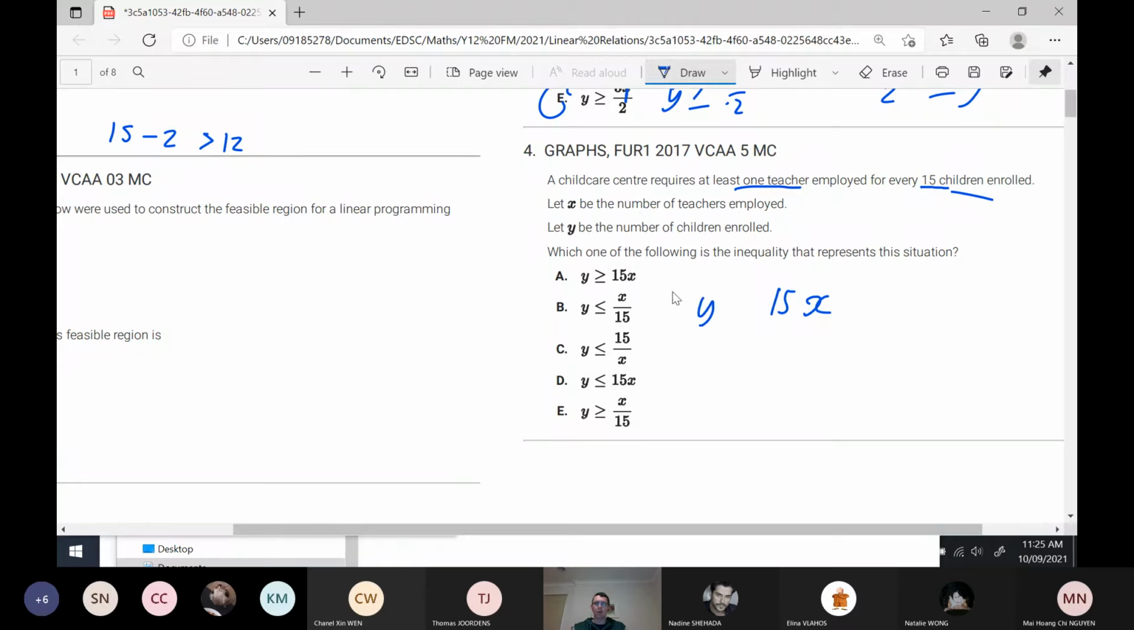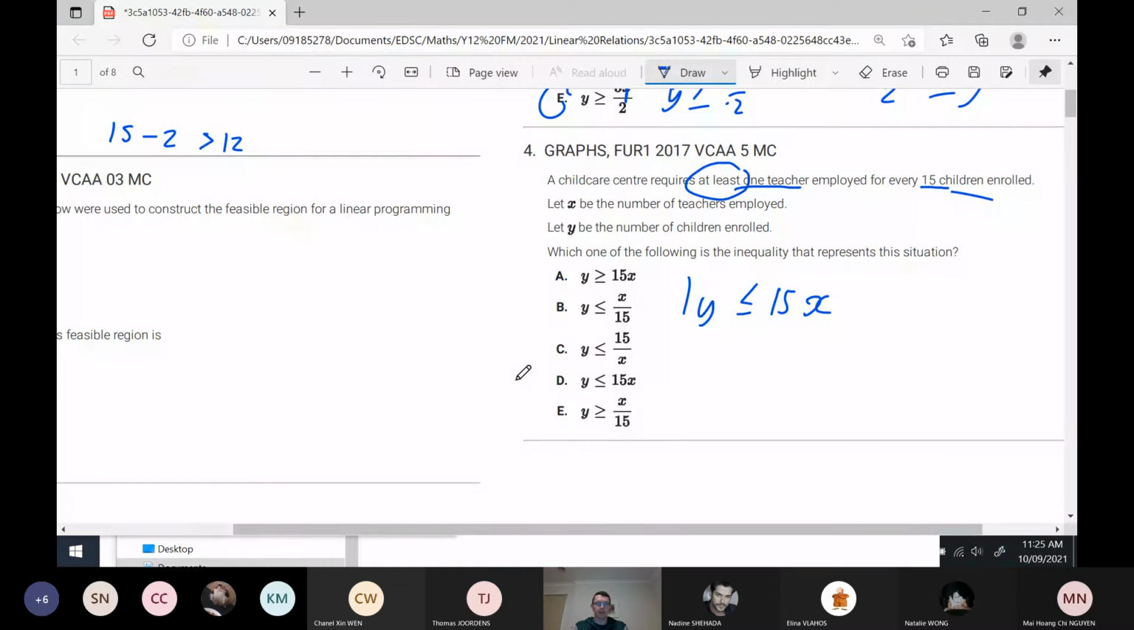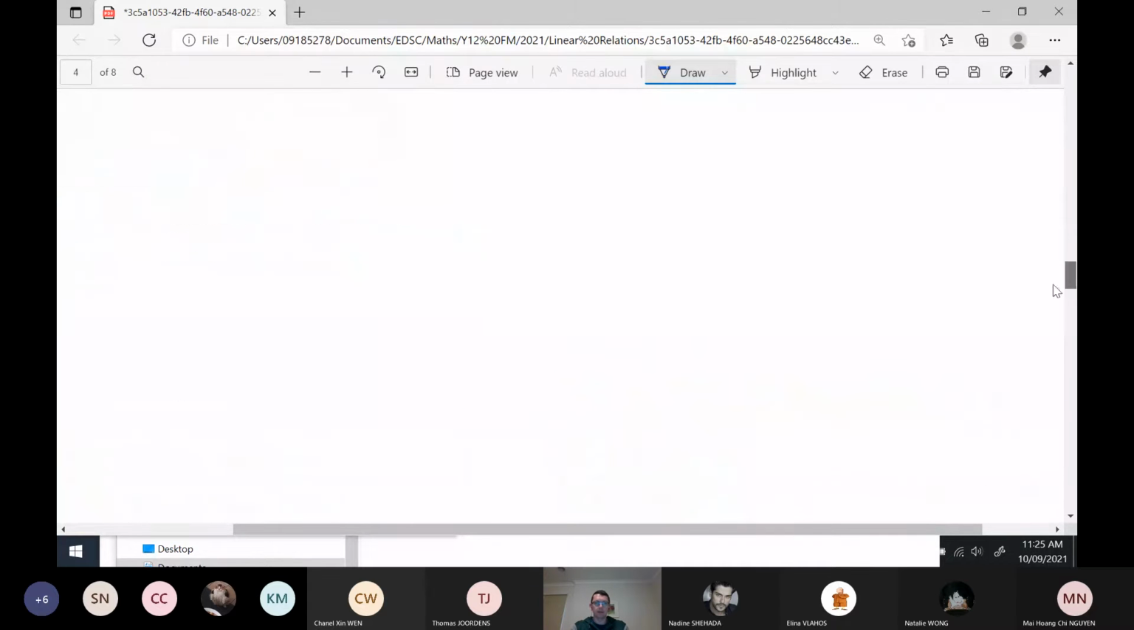So Y, and I'm going to have 1 on the Y. A childcare centre requires at least 1 teacher for every 15 children enrolled. So it's at least is that way by memory. At least, other way. See, I always forget. So hopefully you guys can actually put it on your sheet. So it should be that one there, A. Let's see how we went with the answers.